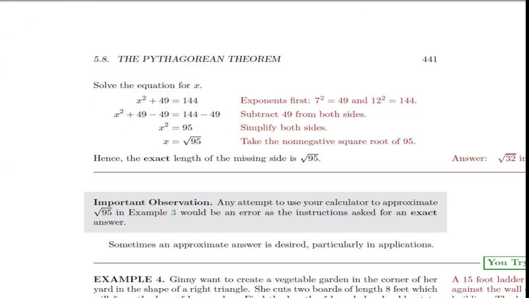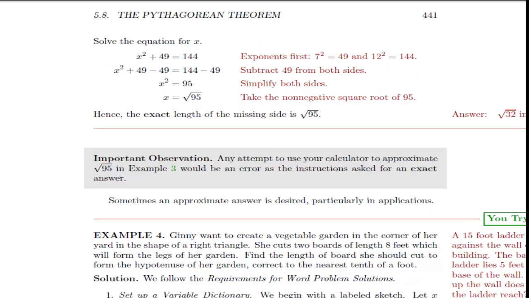Subtract 49 from both sides. On the left, x squared plus 49 minus 49 is x squared, and on the right, 144 minus 49 is 95. Then if we take the non-negative square root of both sides of the equation, we're left with x equals the square root of 95. Hence, the exact length of the missing side is square root of 95.